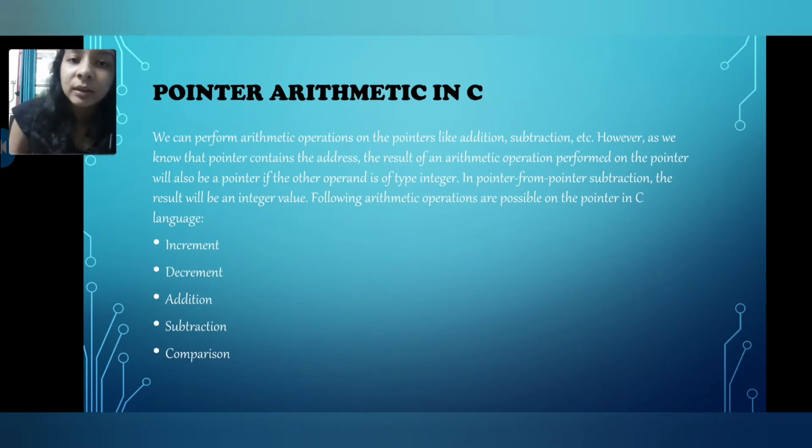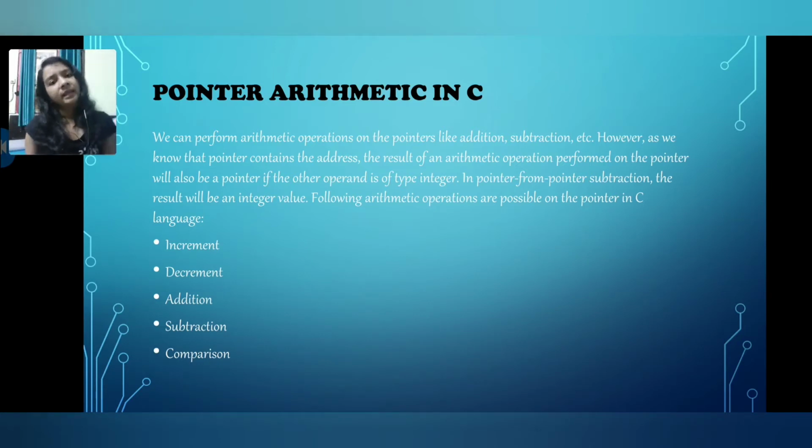Can they be used? How can they be modified? Using arithmetic in C, you perform many arithmetic calculations using variables: addition, subtraction, multiplication, square roots, powers, whatnot. So can we do that with pointers? They are basically variables too, right? Let us see. We can perform arithmetic operations on pointers like addition, subtraction, etc.